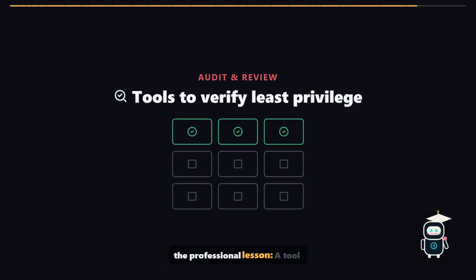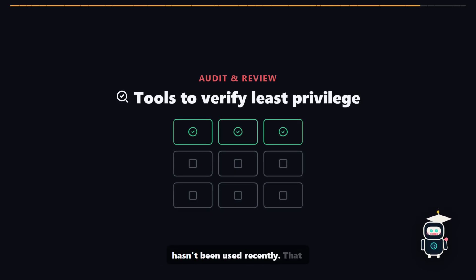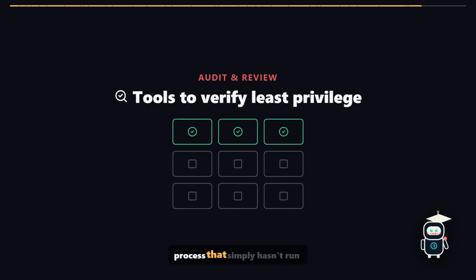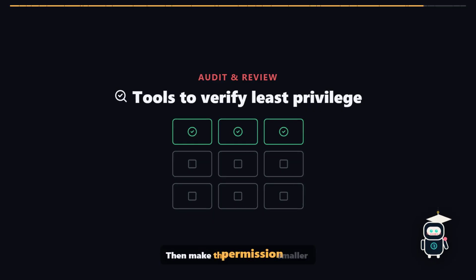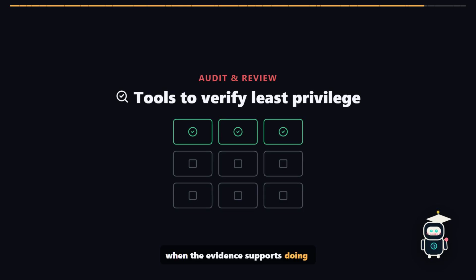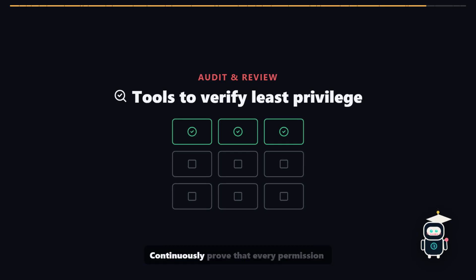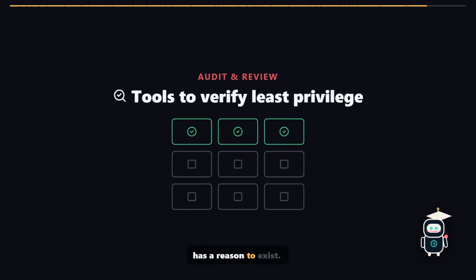But here's the professional lesson. A tool finding is evidence to investigate, not an automatic instruction to delete a permission. Suppose a permission hasn't been used recently. That might mean it's unnecessary. Or it might support a quarterly process that simply hasn't run yet. Before removing access, understand the workload and business requirement. Then make the permission smaller when the evidence supports doing so. Least privilege isn't delete everything that looks unused. It's continuously prove that every permission has a reason to exist.